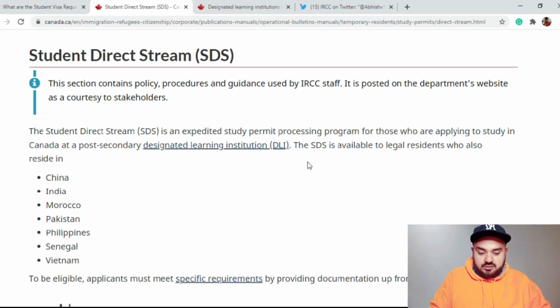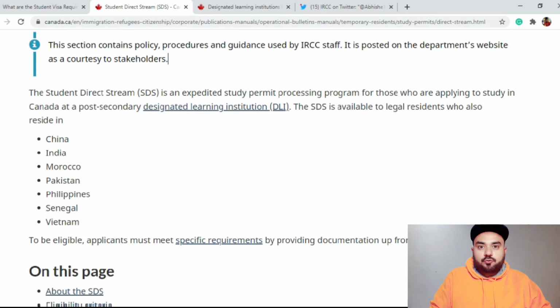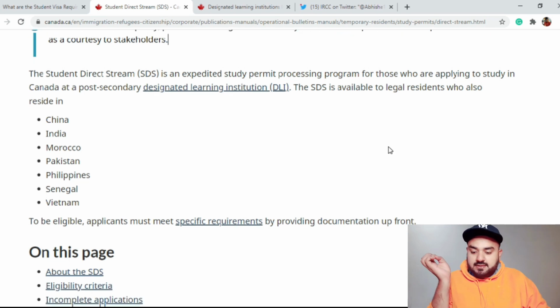Okay, so SDS is basically when you want to study at a DLI, and SDS will give you study visa within 20 days. Now, SDS is not applicable for the whole world. Currently, Pakistan, India, China, Morocco, Philippines, Senegal, and Vietnam. These are the 7 to 8 countries whom Canada entertains SDS for.